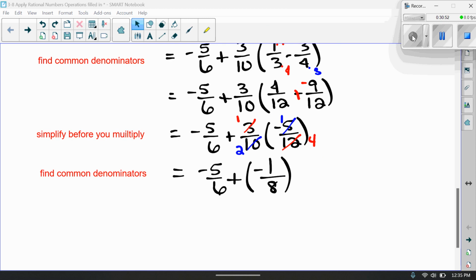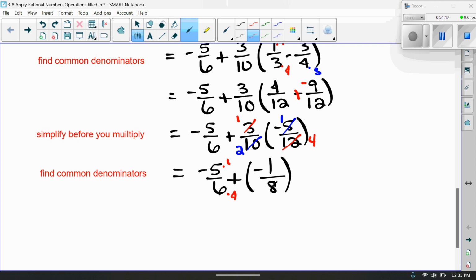And now here, before we add, we need to get our common denominators. So with 6 and 8, the common denominator is 24. I think it's 24. Yep, 24. So here we can multiply times 4 here, times 4 there, and we can multiply over here times 3, times 3. So we rewrite again.